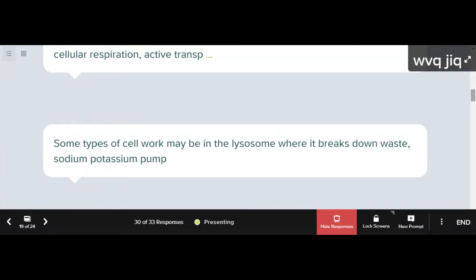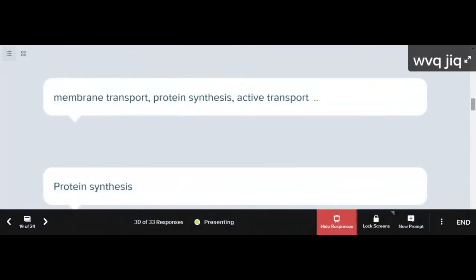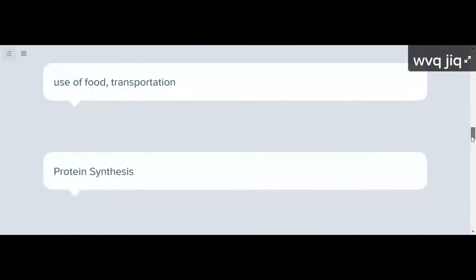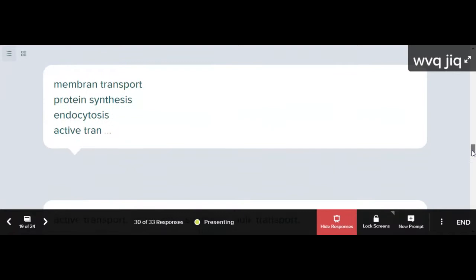Yes, maybe some of those endergonic reactions that are required. Yes, membrane transport, active transport, yes. Not really use of food, but yeah, protein synthesis, definitely.